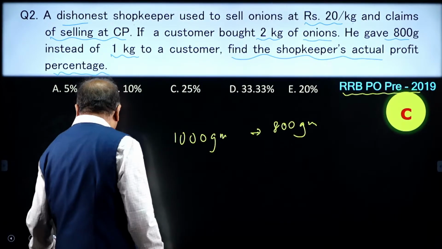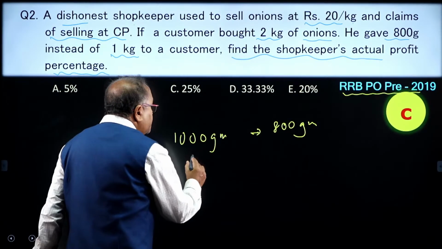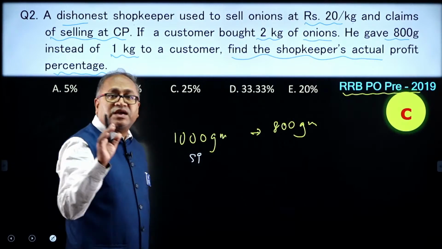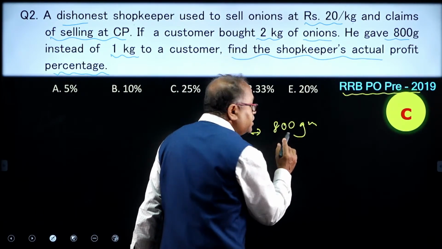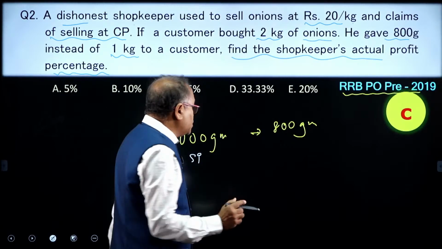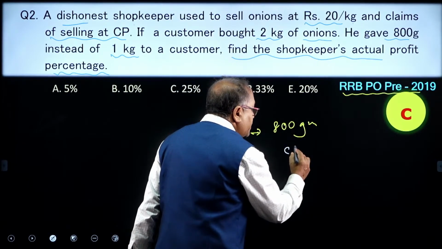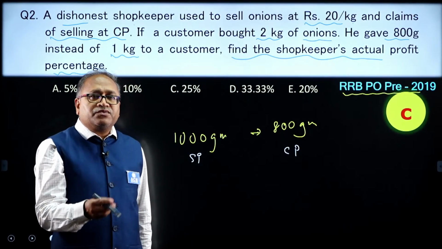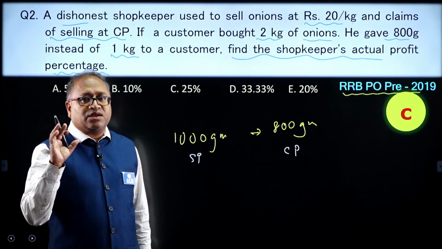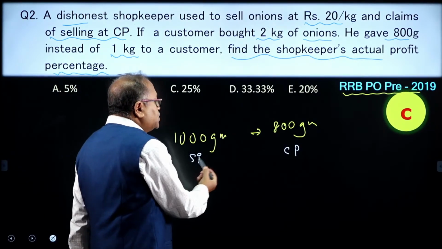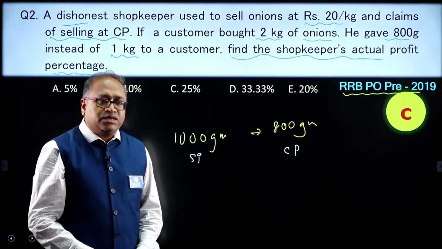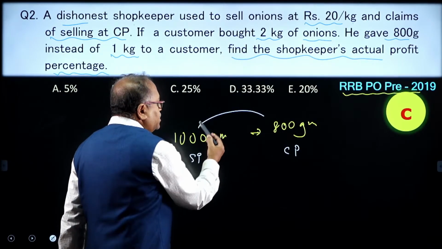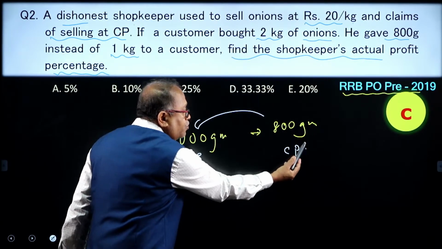So, what happens here? This is my selling price, because he is collecting the money for 1000 grams, and he is delivering the goods of 800 grams only. This is my cost price. This one thing we know in the introduction itself. So, you have the SP, you have the CP, you can find out the profit percentage. So, what is that profit? I notice that there is a profit of 200 over cost price.